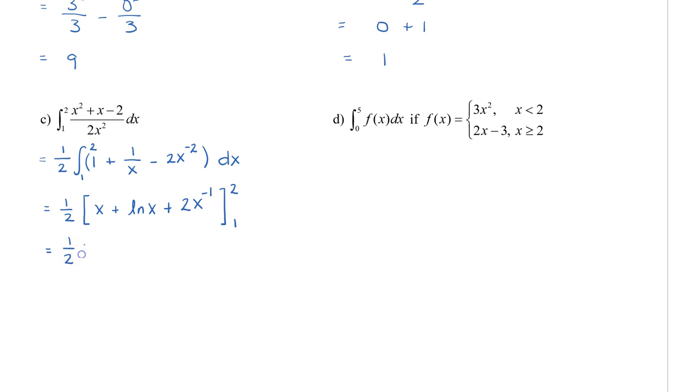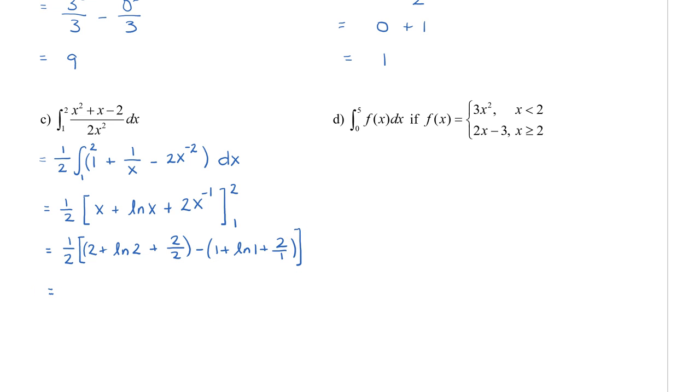So now I have a half. I'm going to put in the upper limit first. So I have 2 plus the natural log of 2 plus 2 over 2, and then minus 1 plus the natural log of 1 plus 2 over 1.